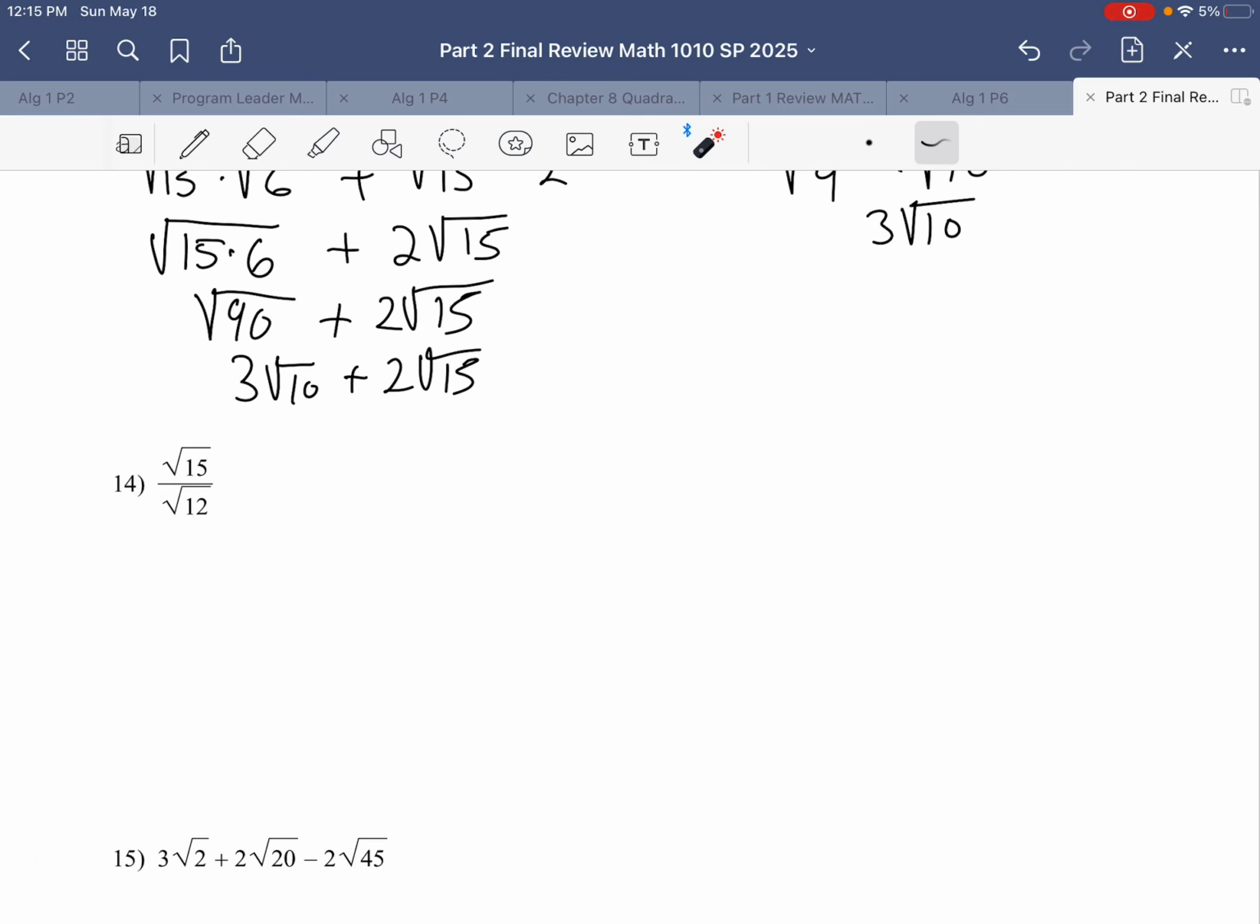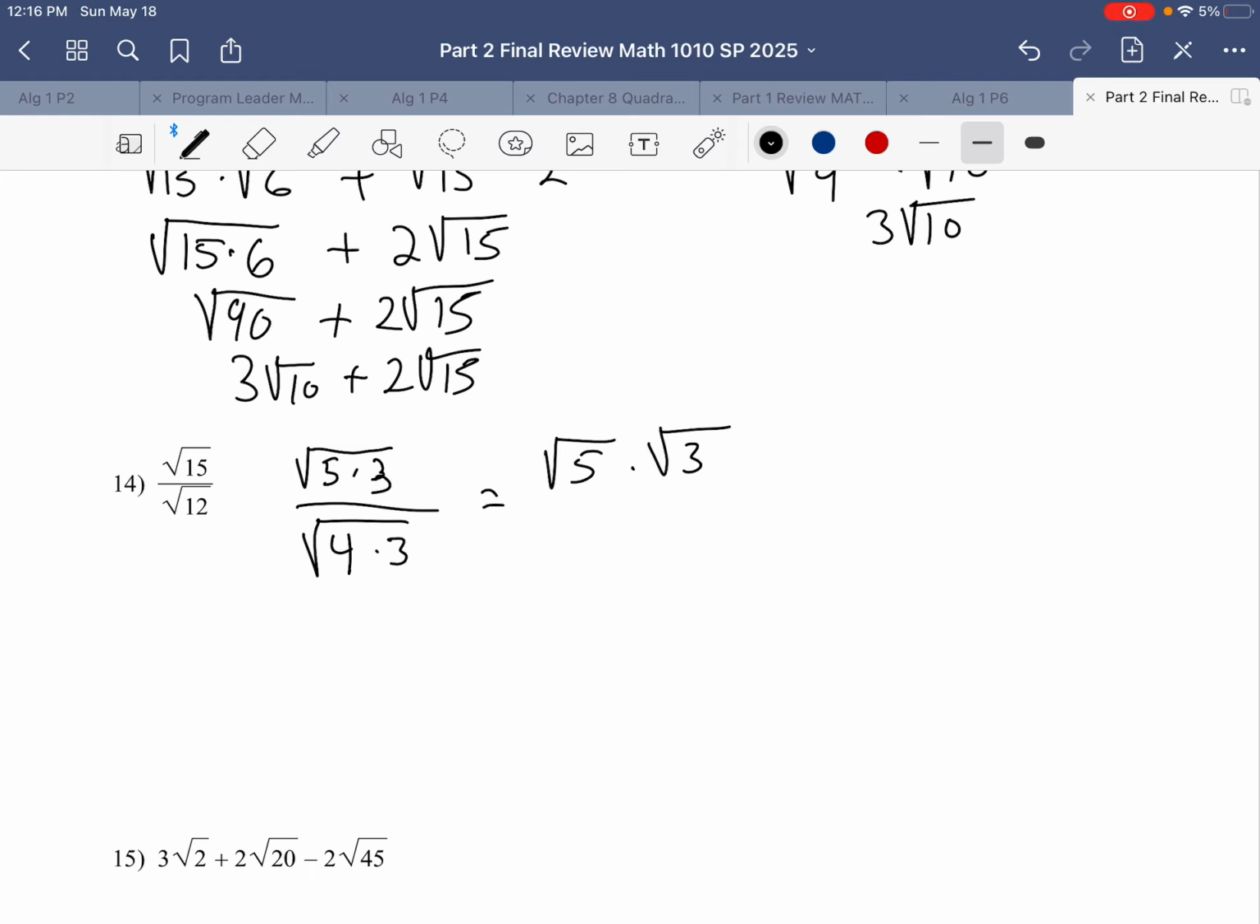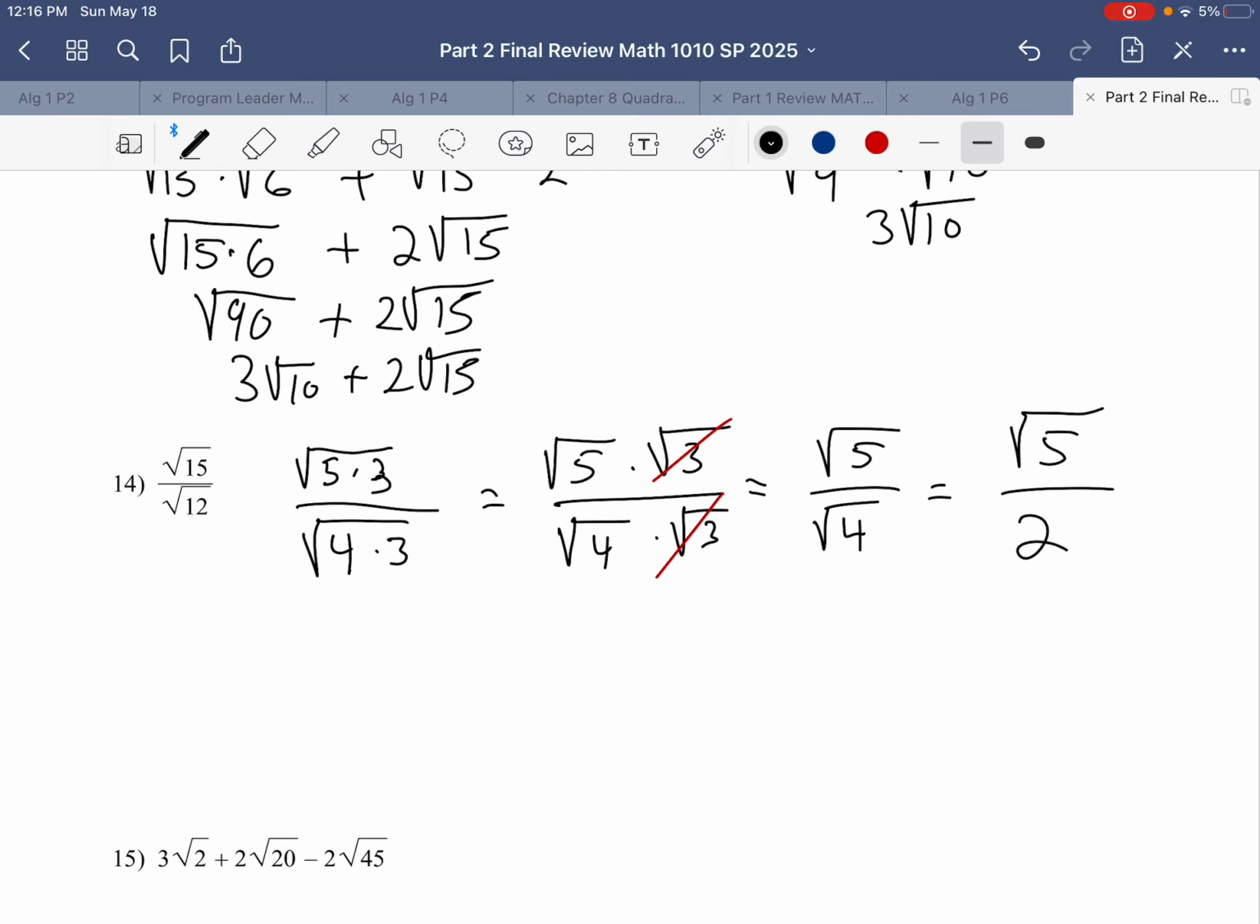For number 14, I have the square root of 15 times the square root of 12. Now, I can write this like 15 as 5 times 3 divided by the square root of 4 times 3, or the square root of 5 times the square root of 3 divided by the square root of 4 times the square root of 3. The square root of 3 and the square root of 3 here. When we divide, we're left over with the square root of 5 divided by the square root of 4, which I'm going to rewrite as the square root of 5 divided by 2.